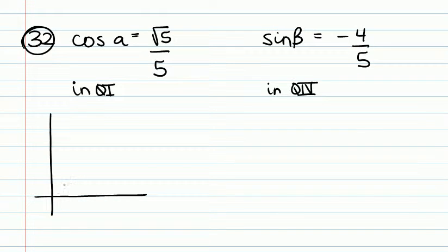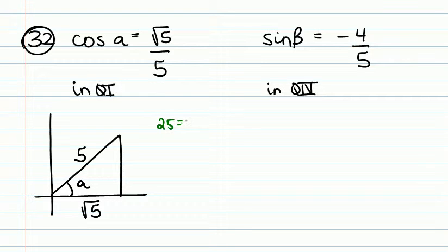Cosine is x over r. You need to find y. So you're going to do the Pythagorean theorem. That makes that the square root of 20. That's not very nice. Let's make sure I'm not wrong. So 25 equals 5 plus b squared. No, I'm not wrong. B squared equals 20. 4 and 5. So this is 2 root 5.